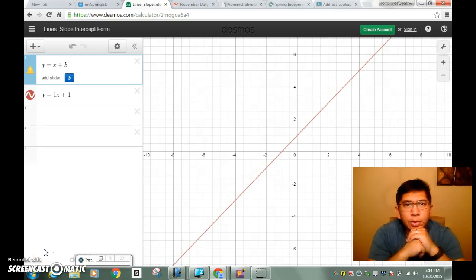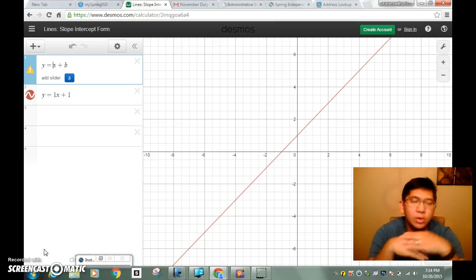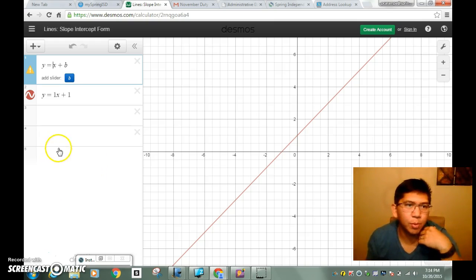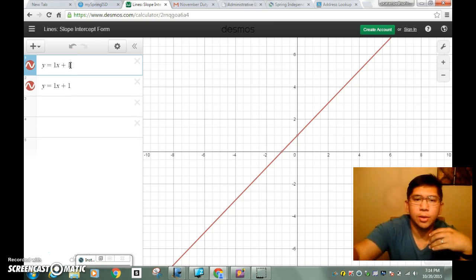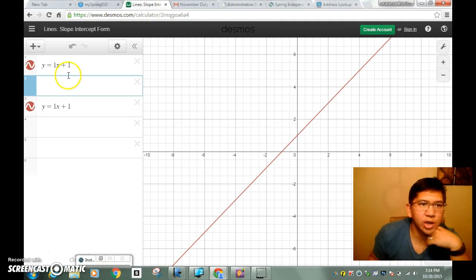Okay, so in this video tutorial, we are going to examine the relationship between the slope, how the slope affects the graph, and how the y-intercept changes the look of the graph. Let's start with a very simple thing first. Notice I'm just going to put 1 here, and 1 right here. That tells me that nothing has changed, right?